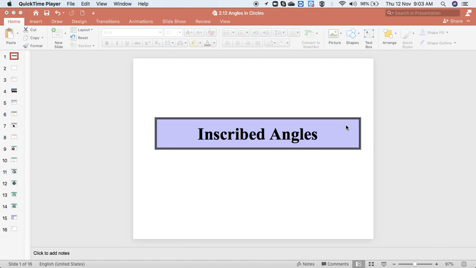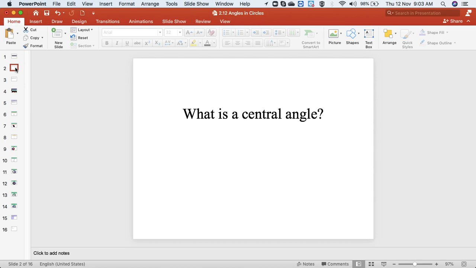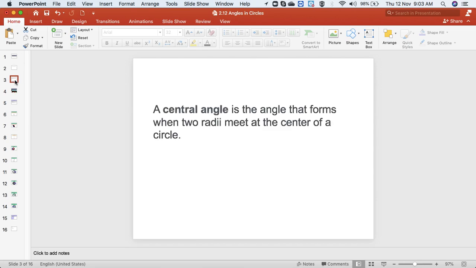Good morning. Our topic today is about inscribed angles. But before we proceed with our discussion, let me ask you this question. This is just a review of our previous topic. What is a central angle? Anyone? Okay, so a central angle is the angle that forms when two radii meet at the center of a circle.